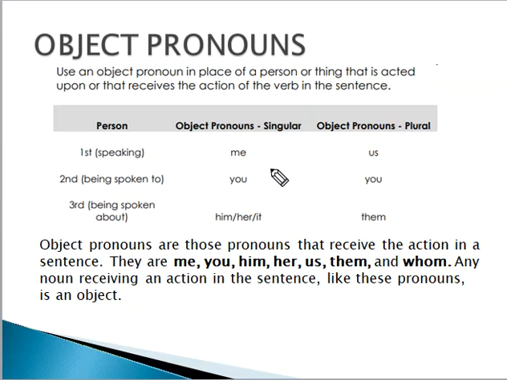Now object pronouns are those pronouns that receive the action in a sentence. They are me, you, him, her, us, them, and whom. Any noun receiving an action in the sentence, like these pronouns, is an object. That's the rule.